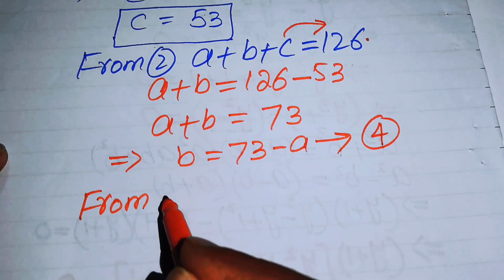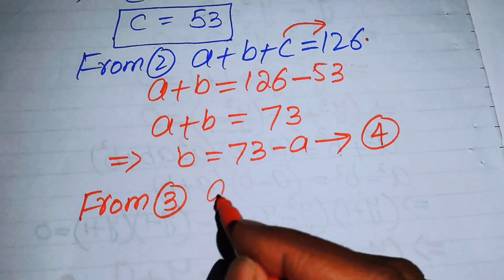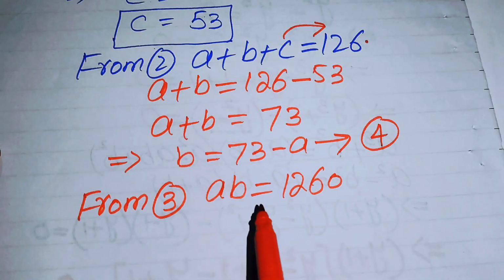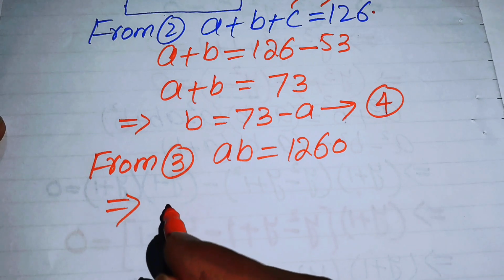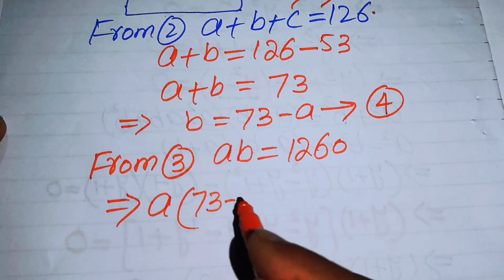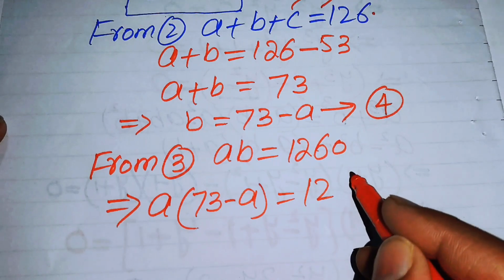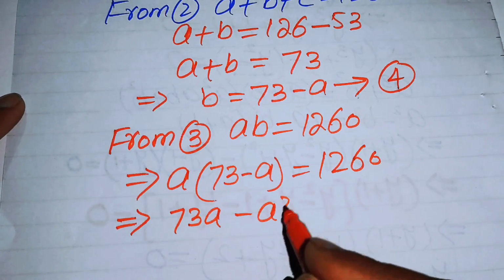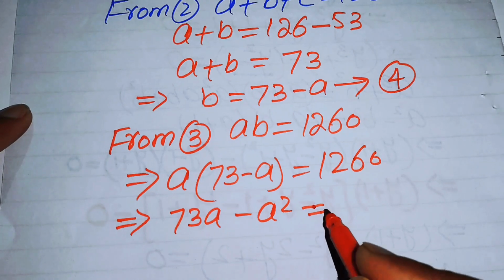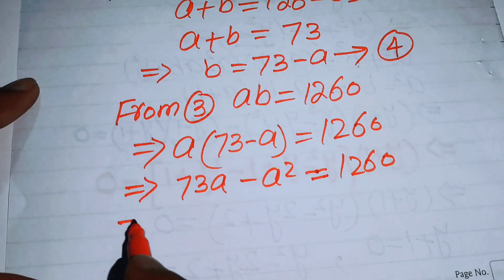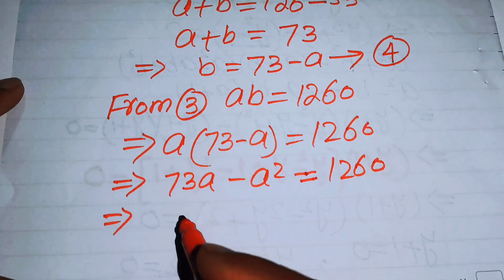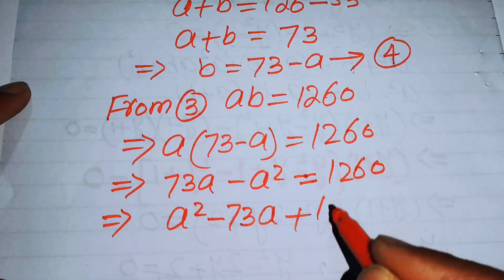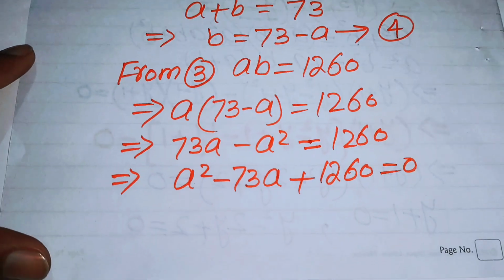And now we substitute the value of b in equation number 3. So we have equation number 3, ab equals 1260, and we put the value of b here and we get a times b, and b is 73 minus a, equals 1260. And now we multiply this on both sides and we get 73 times a minus a square, equals 1260. And we move all the terms from the left hand side to the right hand side, and it equals a square minus 73 times a plus 1260 equals 0.